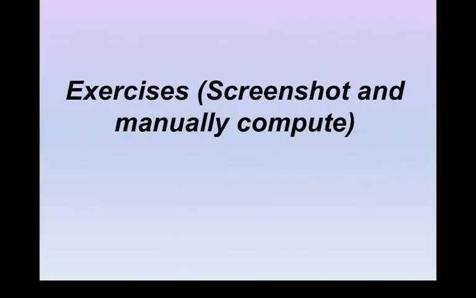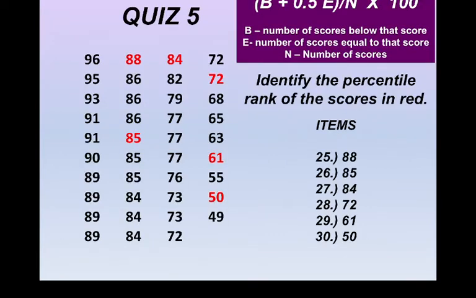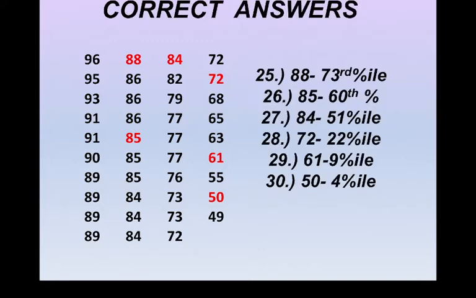Screenshot nyo na lang and then you manually compute for the following percentile ranks. Okay, halimbawa, ito yung testing population natin. Computin nyo yung percentile rank ng mga numero na pula, using the formula that I have given you. Screenshot nyo and then dito, ito yung mga correct answers. Apply nyo yung formula and then tignan nyo kung makukuha nyo yung mga tamang sagot na yan. 73rd percentile, 60th, 51st, 22, 9, and 4.